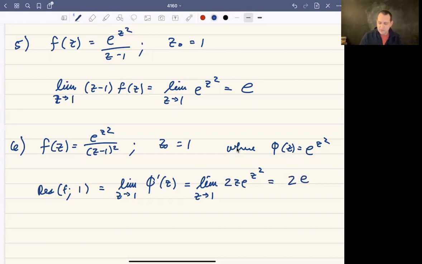You can also think of this as rule 3 that we had, where you have g of z over (z minus z naught) squared. That's literally what this is. And then you take the derivative of the numerator, plug in, in this case, z naught is 1, so you plug in 1, and then we end up with 2e. Okay, so again, either way we want to do this, we end up with the same value for the residue.